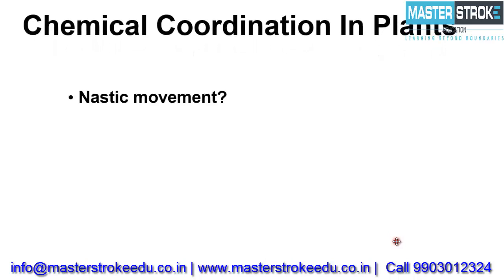Chemical coordination in plants, nastic movement, what is a plant hormone, and different types of plant movement such as geotropic movement, phototropic movement, sensory or touch movement, okay, thigmotropism we also call it. These are the important movements of plants. And the hormones, that are auxin, abscisic acid, gibberellin, cytokinin, brassinosteroid, it is very important for the plant.